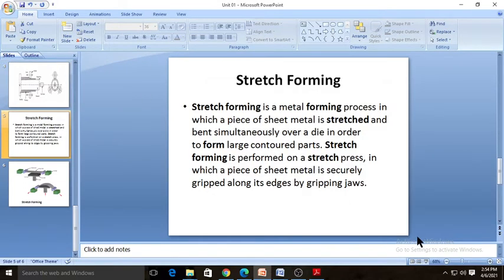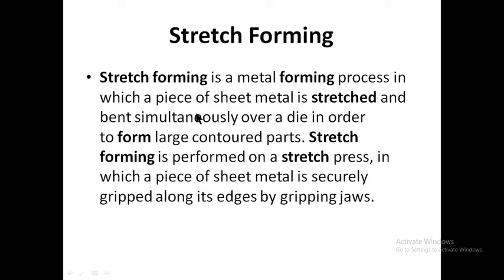Now we are going to see the stretch forming process. So what is stretch forming? It is a simple process. Stretch forming is a metal forming process in which a piece of sheet metal is stretched and bent simultaneously over a die in order to form large contoured parts.